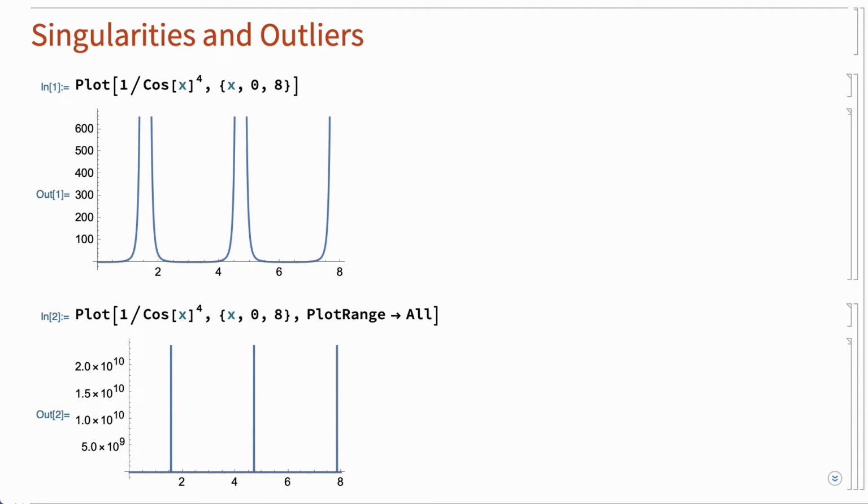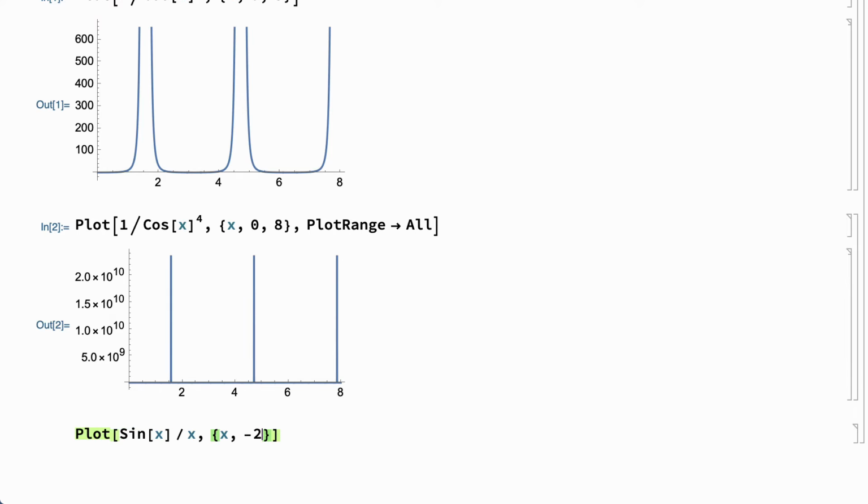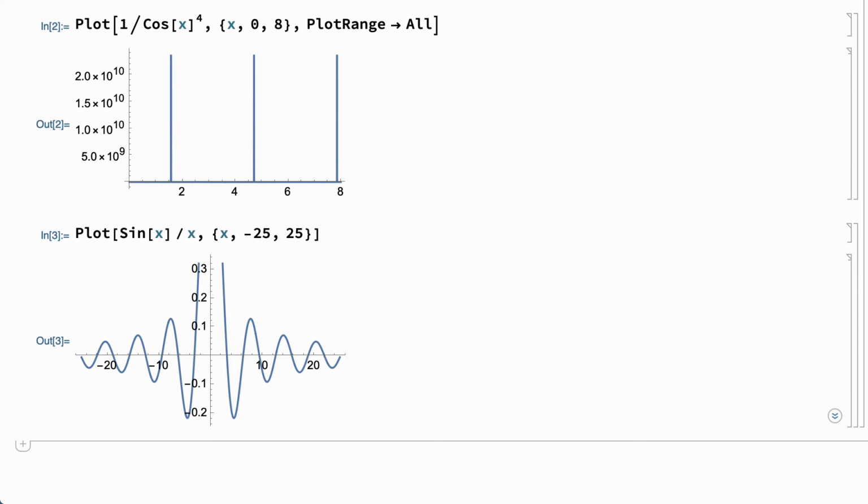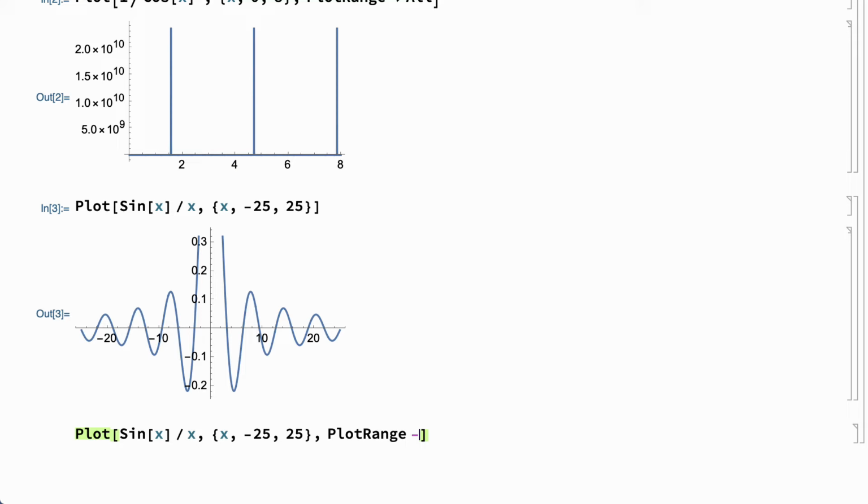Although the default vertical scale may be a better choice in that example, there are other applications where it is important to include outliers or other large values. For example, the default vertical scale in this plot leaves out the large central peak of the function. If that feature is important, it can be included by setting the PlotRange option to All.